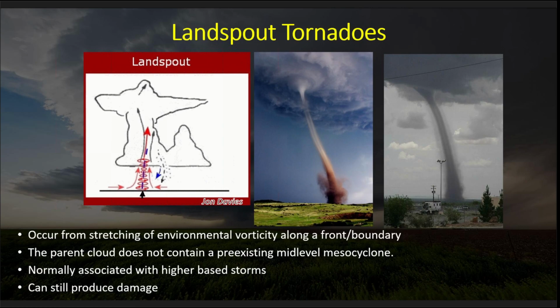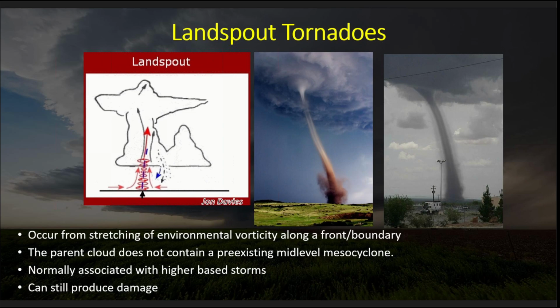All right, finally, we'll talk about land spout tornadoes. These occur from the stretching of environmental vorticity along a cold front or boundary, and are normally associated with higher based storms. The land spout was named because it looks like a weak Florida Keys water spout over land.